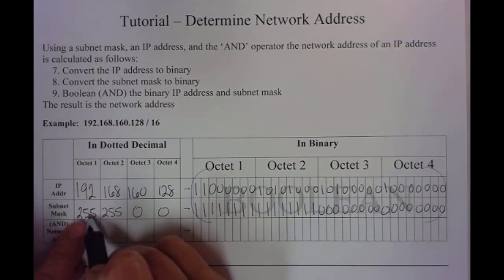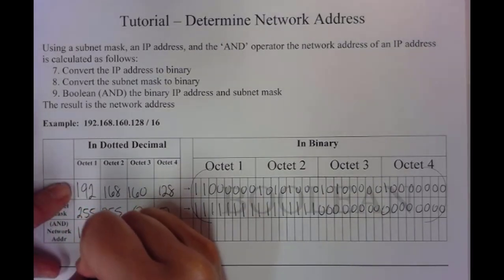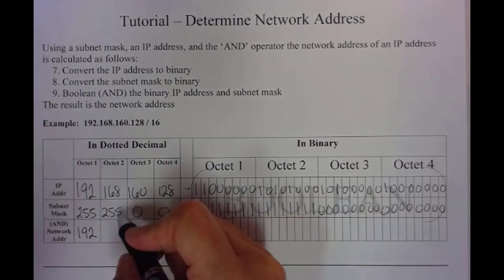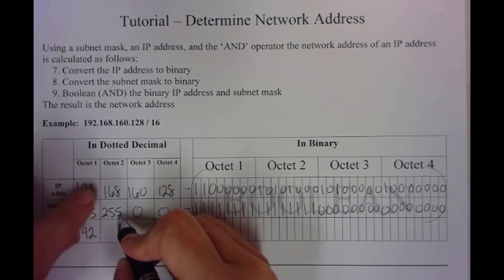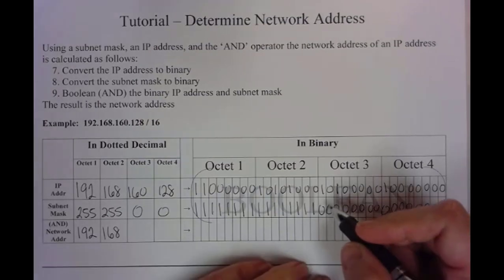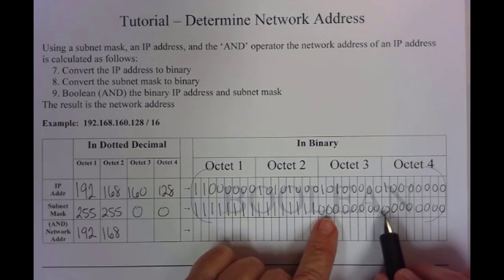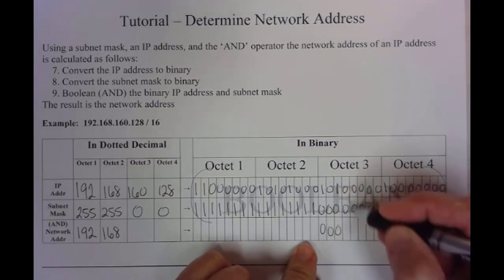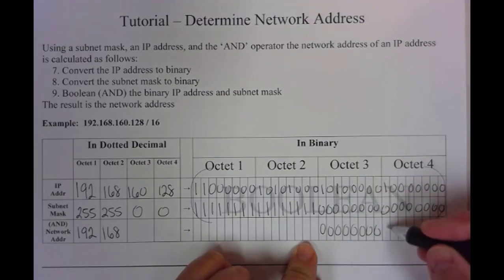So whenever I have a 255, I automatically know this whole value is part of the network address. So I don't even need to do Boolean here now because I've learned this shortcut and I know that if it's a 255, every single bit is going to be part of the network address. Okay, so let's go ahead and go over here. Another shortcut is wherever there's a 0, the Boolean value is always going to be 0. So that means it's not going to be part of the network address.